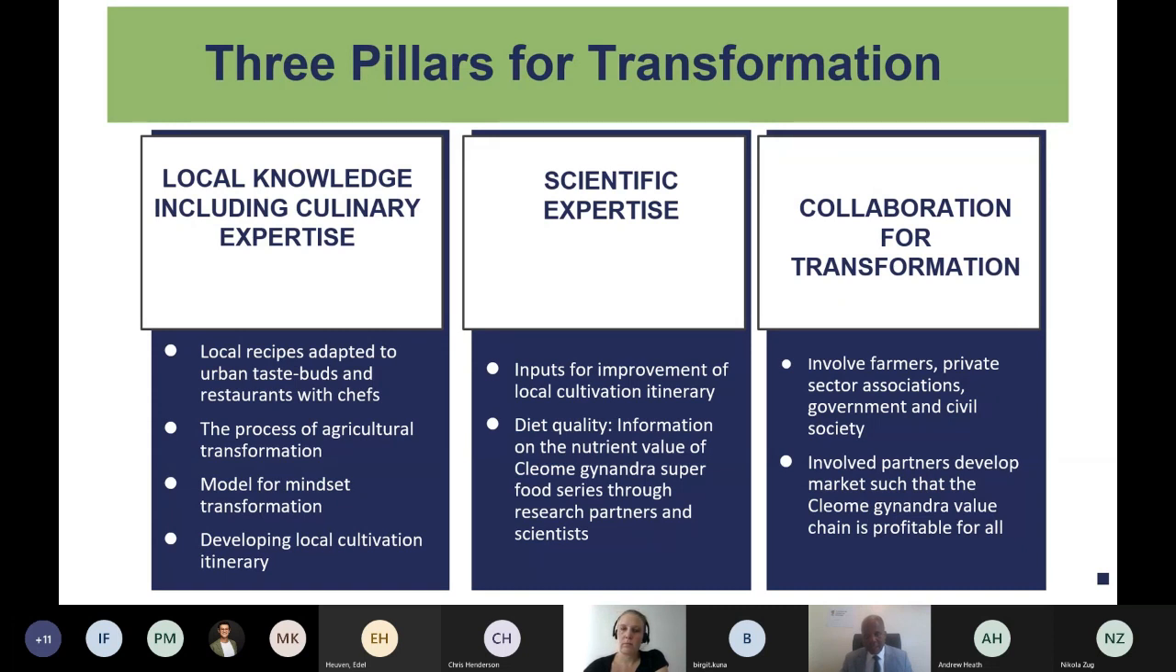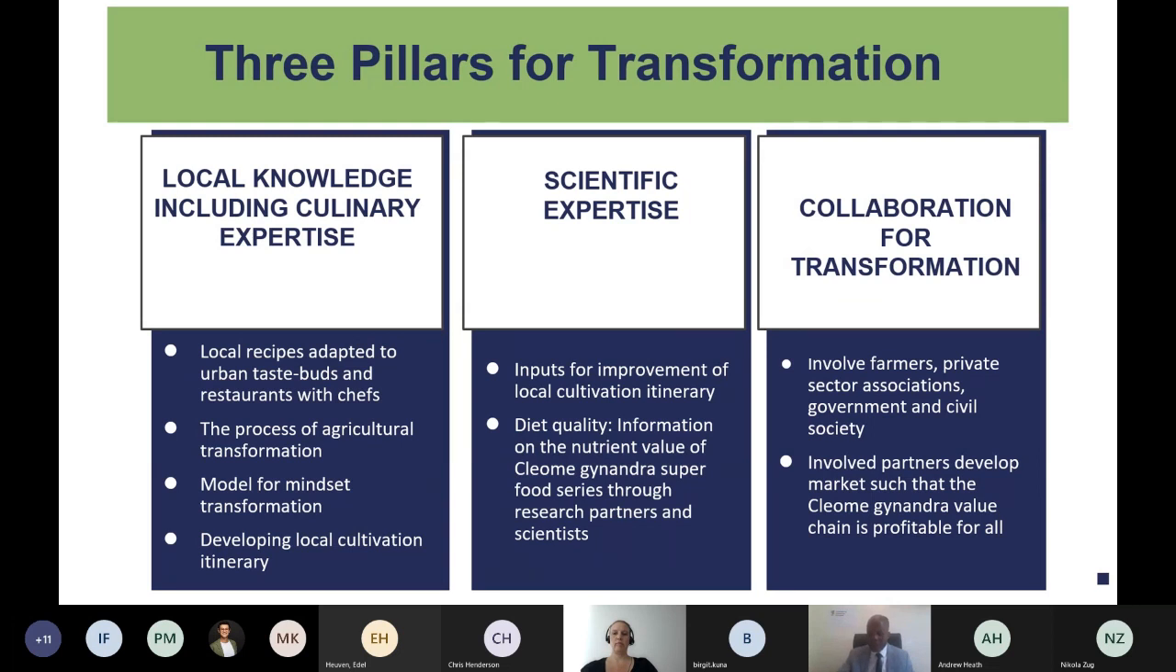Scientific expertise is the second pillar. There we focus on the input for improvement of local cultivations. Particularly, we mention here the diet quality, that is the information to be made available by scientists on the nutrient value of the Cleome-Ginandra, and the superfood series that will be processed based on Cleome-Ginandra. And the third pillar is about collaboration for transformation.